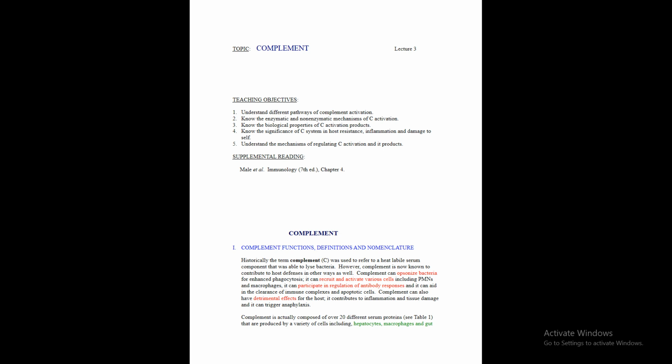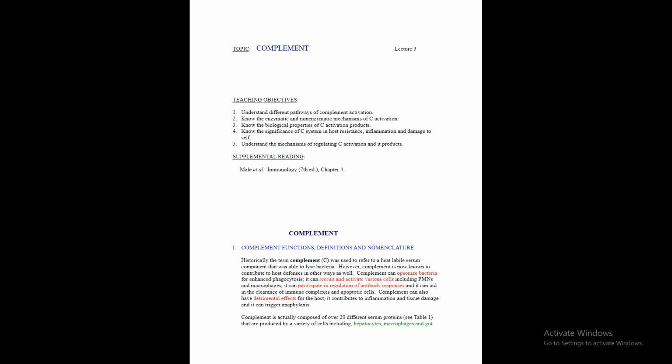So, what is the complement? Historically, the term complement was used to refer to heat-labile serum component that was able to lyse bacteria. However, the complement is now known to contribute to host defense in other ways as well. Complement can opsonize bacteria for enhanced phagocytosis. It can recruit and activate various cells, including polymorphonuclear cells and macrophages. It can participate in the regulation of antibody response, and it can aid in the clearance of immune complex and apoptotic cells. Complement can also have a detrimental effect for the host. It contributes to inflammation and tissue damage, and it can trigger anaphylaxis.